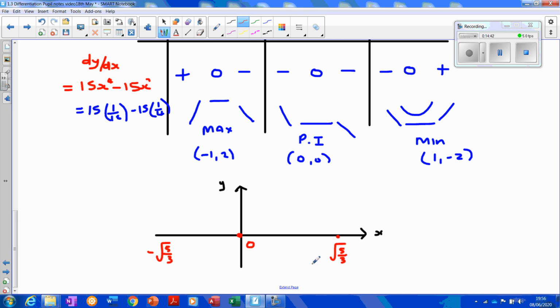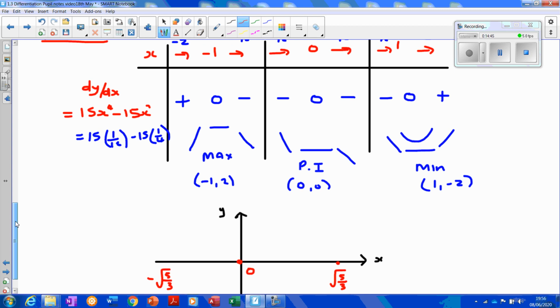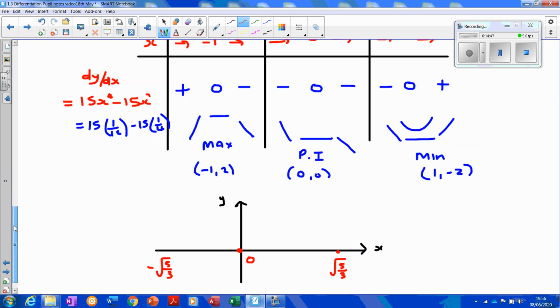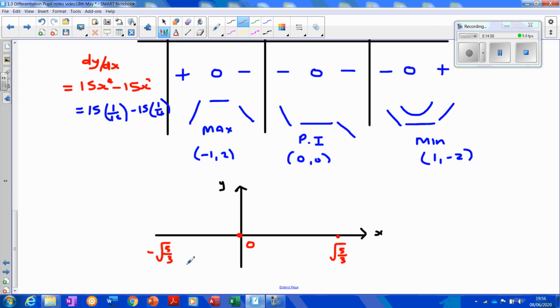Okay, then we had 2 turning points at minus 1, 2. So minus 1, 2 is about there. And we're going to label that as minus 1, 2. And that stationary point was a maximum, so a maximum there. Then we had a point of inflection here, so it was coming down, going across and back down. And then at the point 1, minus 2, which is down here somewhere, so that's 1, minus 2, we've got a minimum turning point.